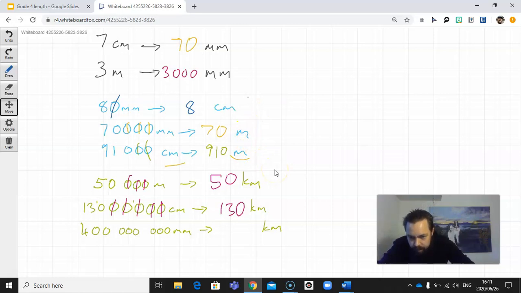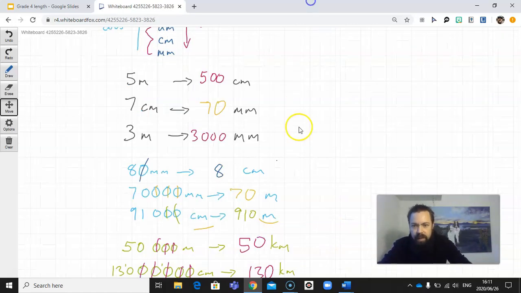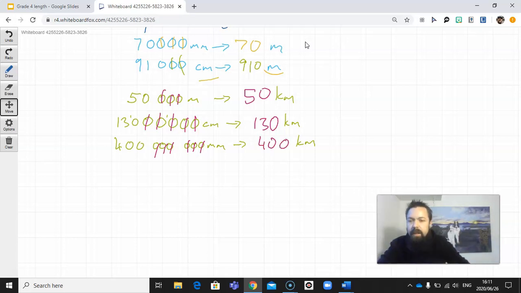And finally, we're going from 400 million millimeters to kilometers. So millimeters is all the way at the bottom. Kilometers is all the way at the top. So that's 1, 2, 3, 4, 5, 6 jumps up, which means we have to take away 6 zeros. 1, 2, 3, 4, 5, 6, and we now get that our total distance is 400 kilometers.